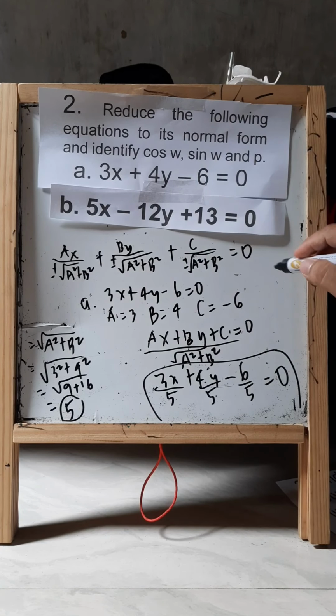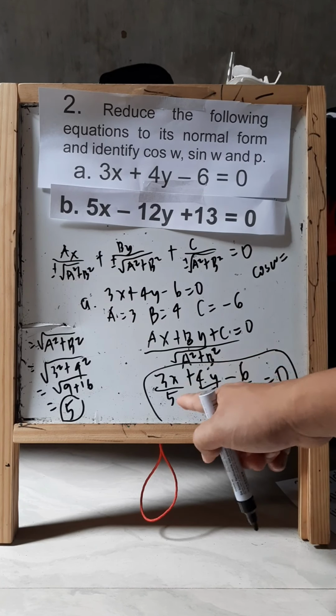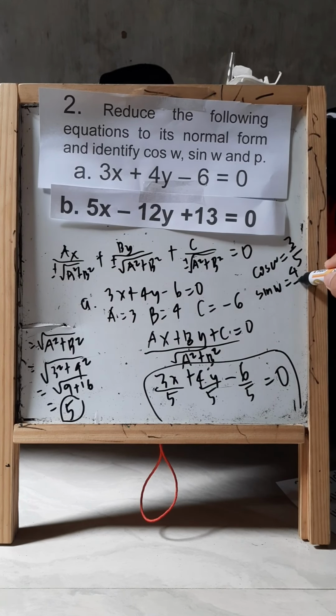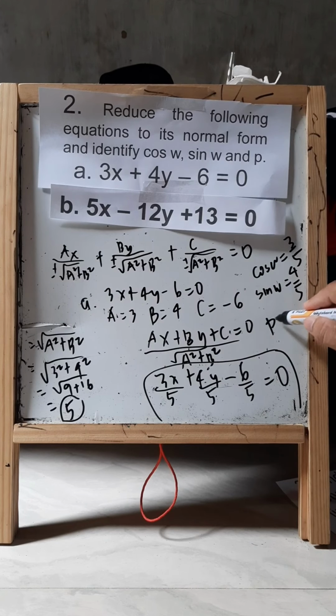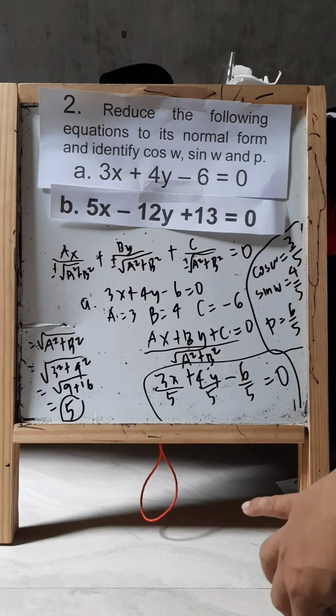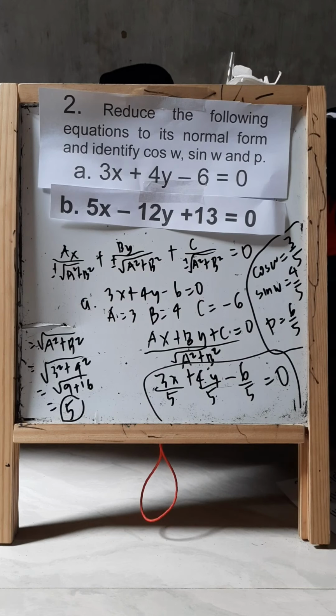Now let us identify cosine w. Cosine w is the partner of x, so 3 fifths. How about the sine w? Partner of y, 4 fifths. And p is what? p is always positive, so 6 fifths. So that is how we reduce an equation in general form to normal form.